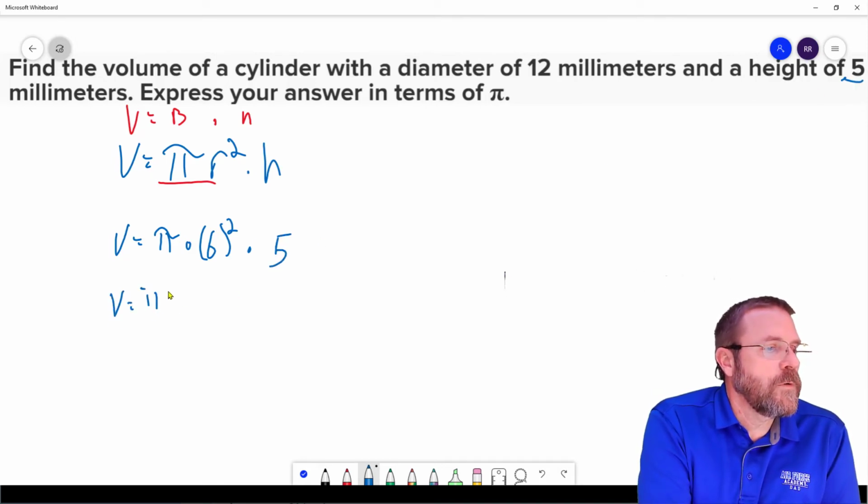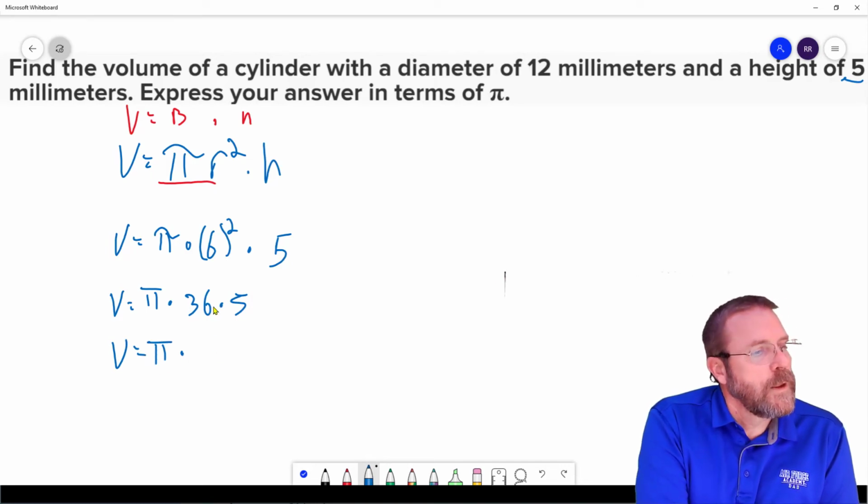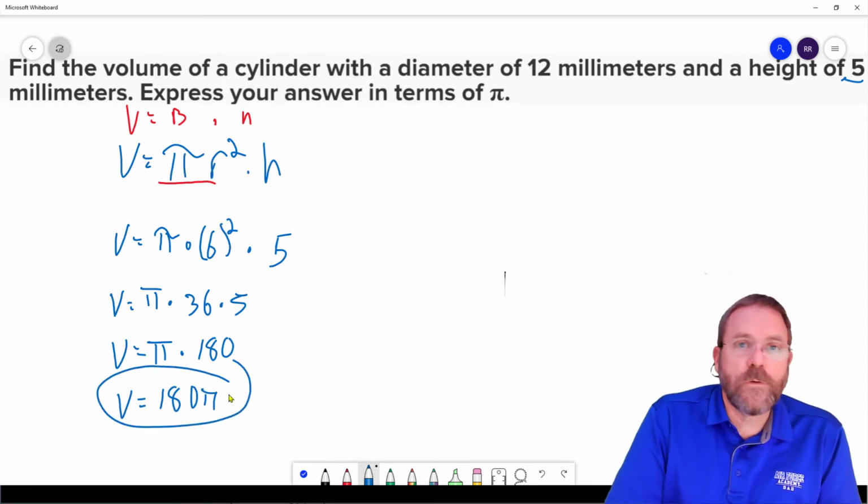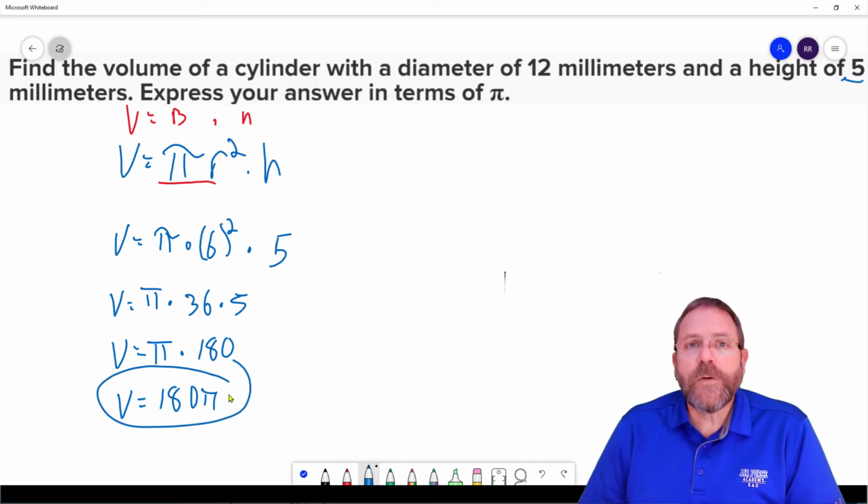Volume is equal to pi times 6 squared is 36. 36 times 5. Volume is equal to pi times, that's going to be 150 plus 30, 180. Now we're just going to flip that around and say 180 pi is going to be our answer. Notice I solved that entire thing in my head without ever needing a calculator. If you're good with multiplication, it makes this math so quick.